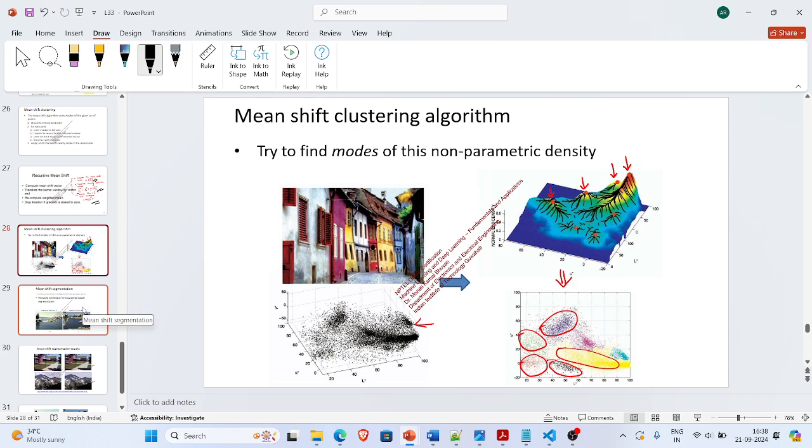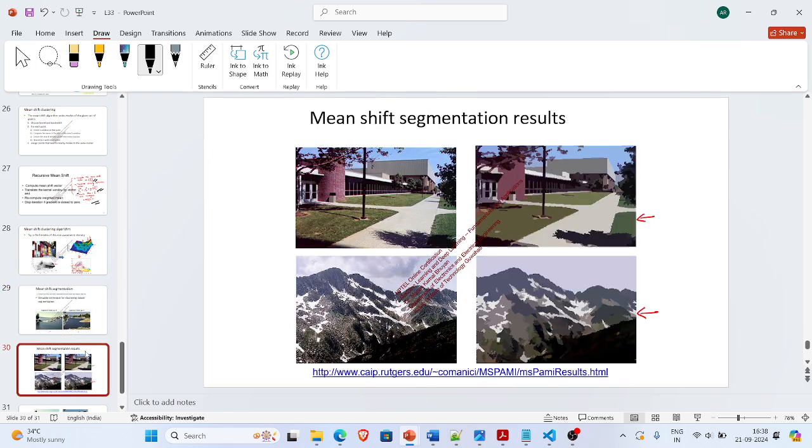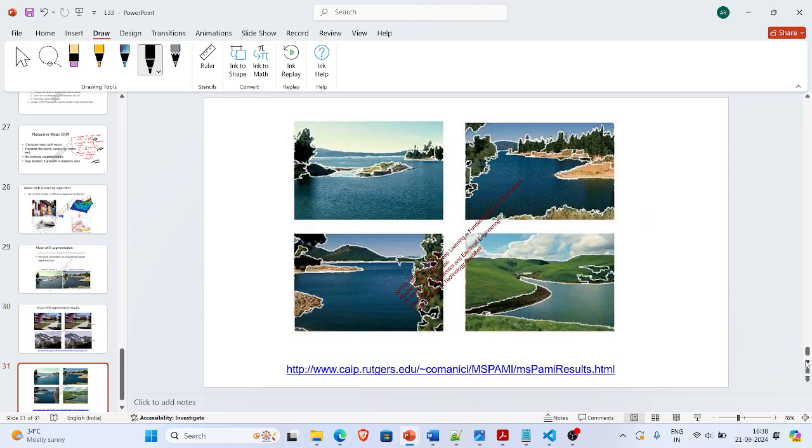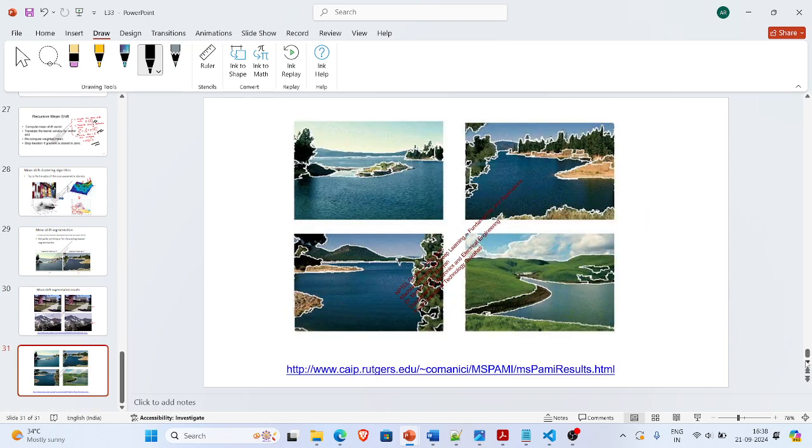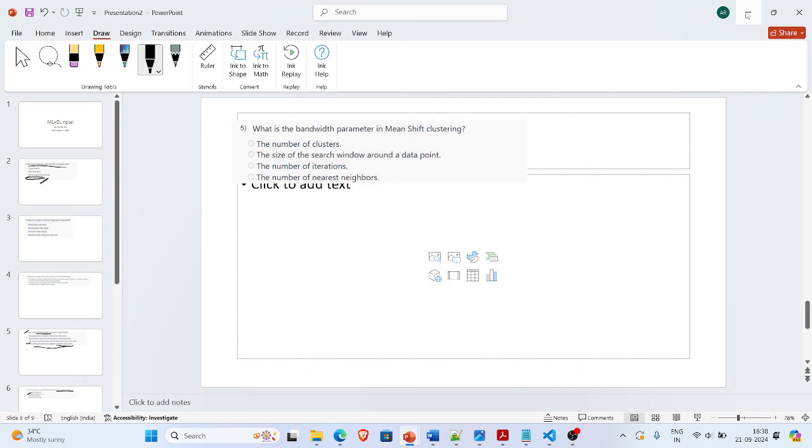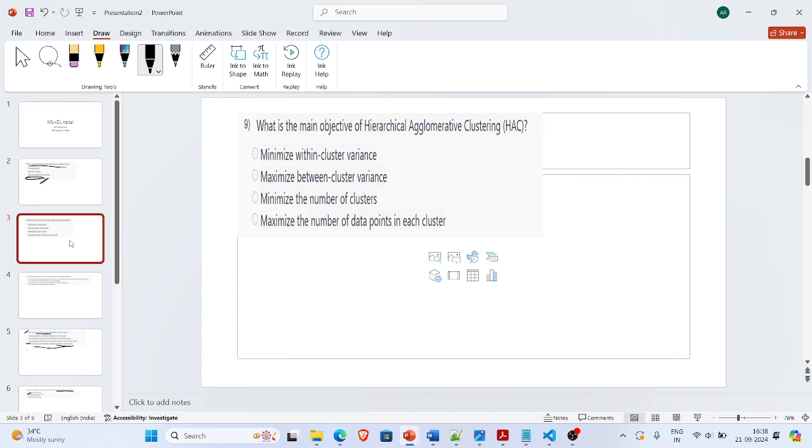As you can see, it is particularly useful when the clusters are of different shapes. In some image processing applications, you can see we can cluster this. Segmentation can be done with clustering, so that part is explored here. Next we get to the problems.